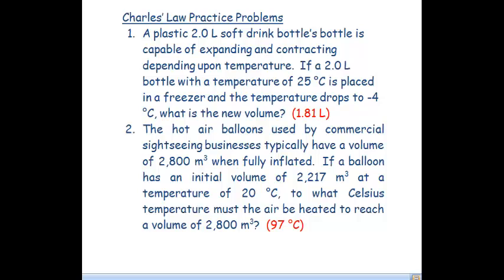Okay? What I'm asking you for in practice problem number 2, though, is a temperature, and not a Kelvin temperature. I'm asking you for a Celsius temperature. So within the problem, you have to utilize Kelvin temperatures. Once you get your answer in Kelvin, then do your subtraction to get the Celsius temperature.